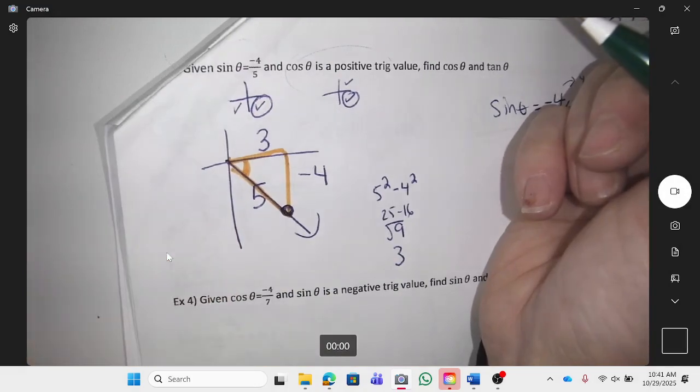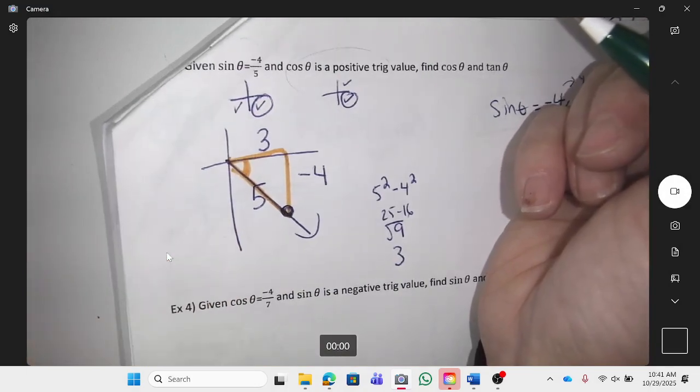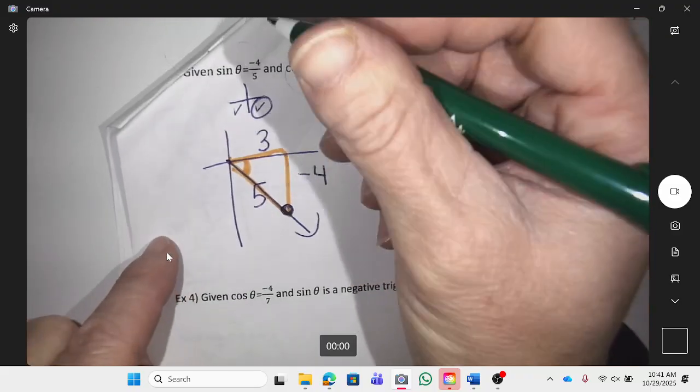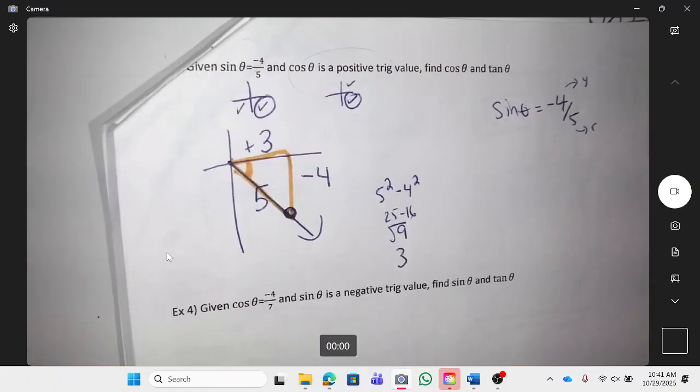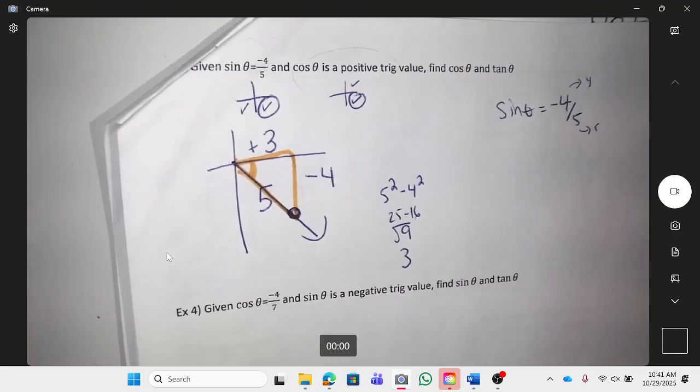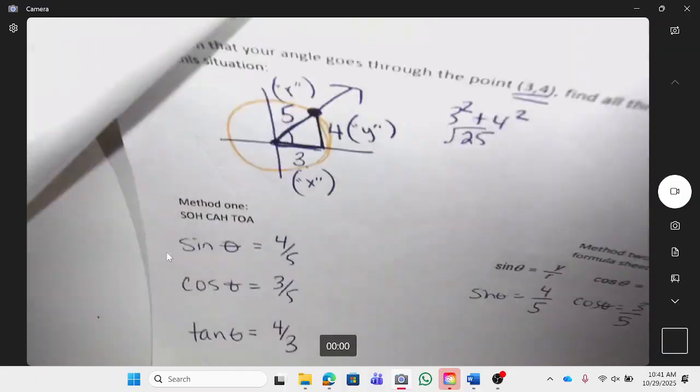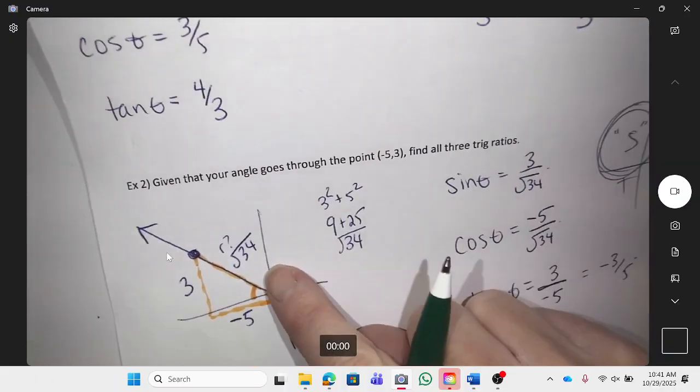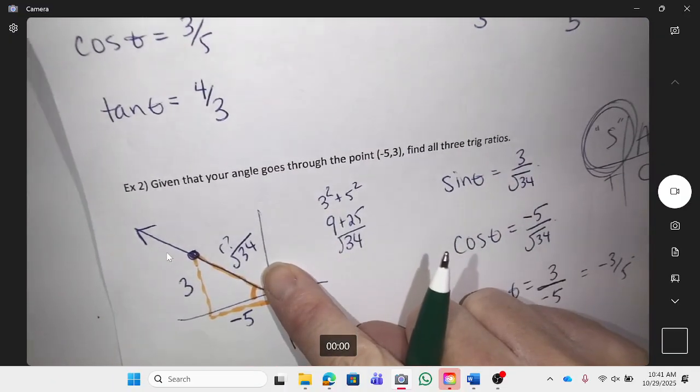But here's now what you have to do. Is it positive or -3 based on where I am? Positive. It's an X value, right? Where are you? On the left or the right side? Why didn't I think about that before? Because in these examples, we were figuring out R, and R is always positive. Okay?